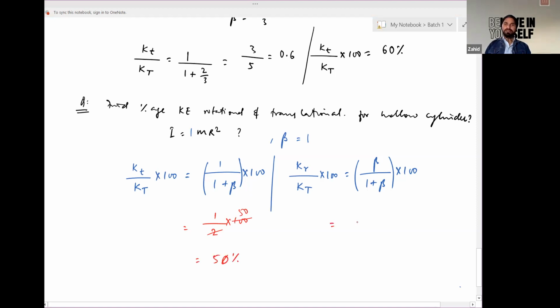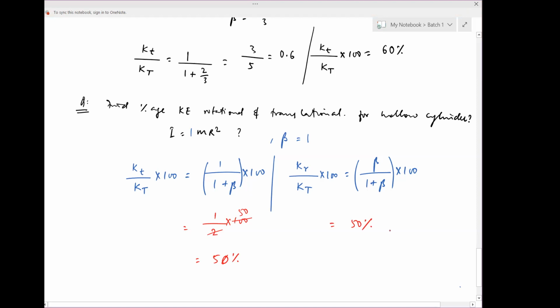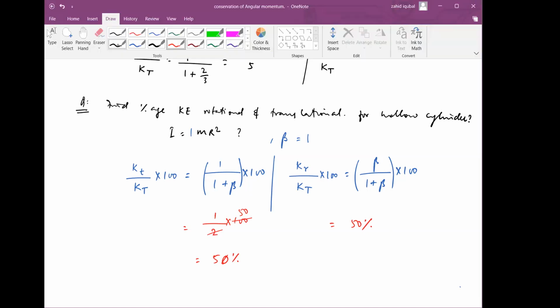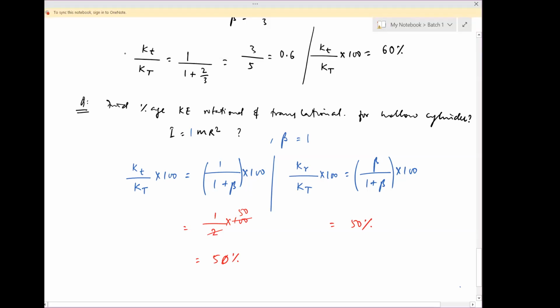Similarly, this will also be 50%. Is it clear? Yes, sir. Hamza, any doubt? No, sir. I've sent you the answer, right? Okay, good.